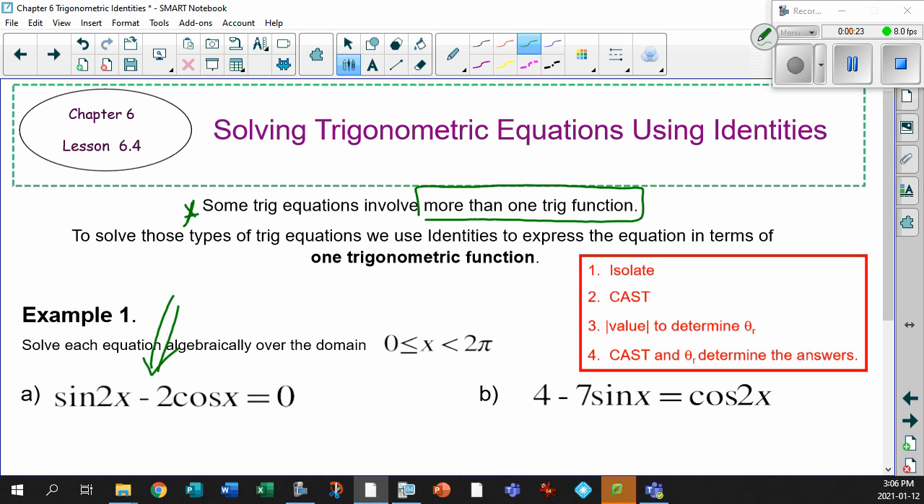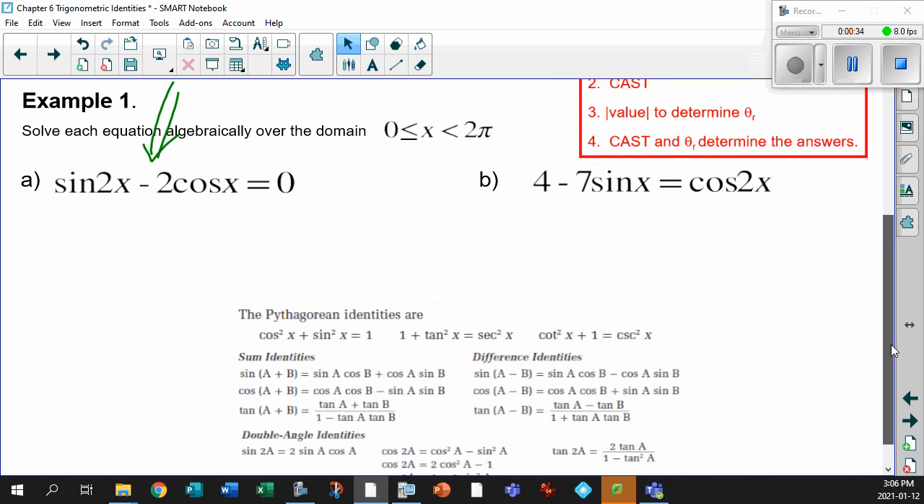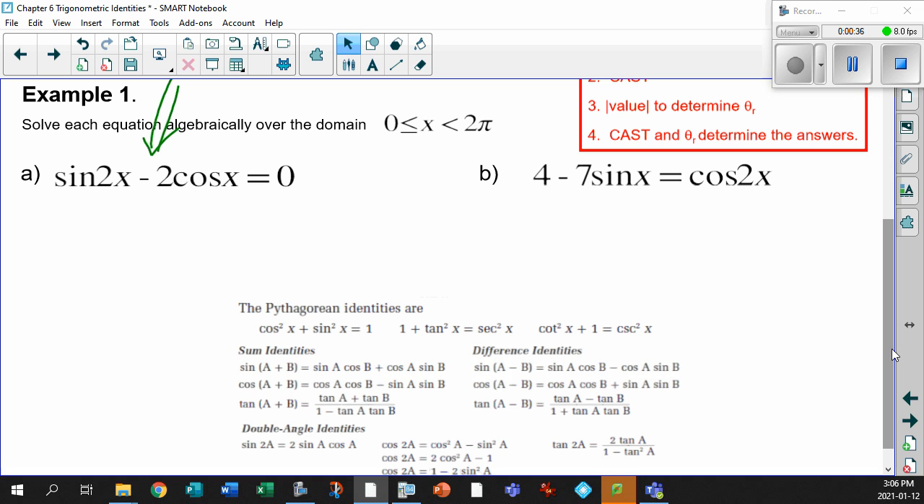Okay, don't worry about it. To solve these types of trig equations, all we have to do is use the identities. Oh, okay. Well, let's go to town. Let's see what I can do here. I just happen to have the identities ready and available. Look at that. Okay.